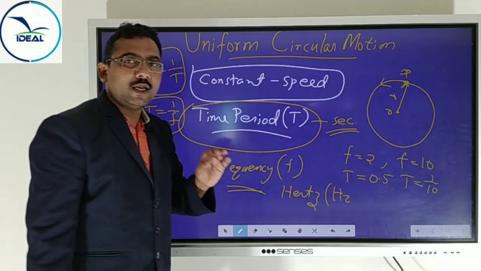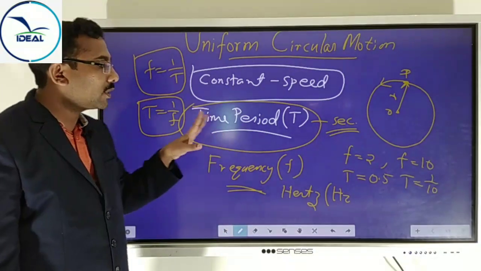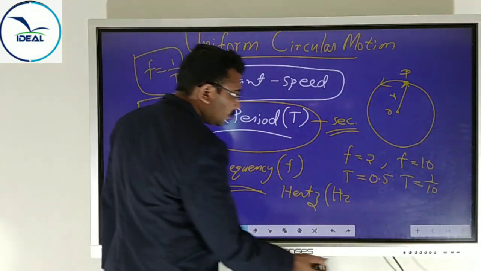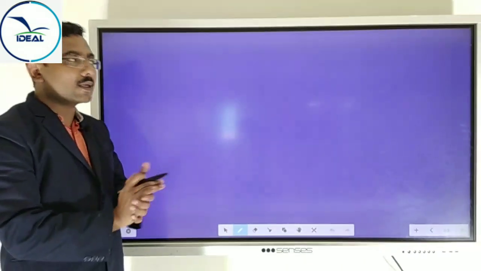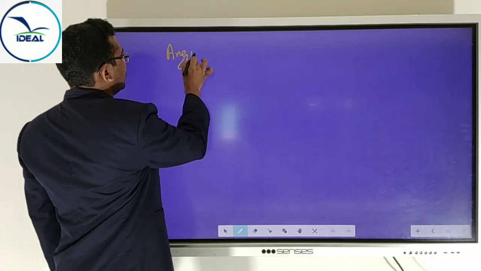If we know the time period, we can find out the frequency. If we know frequency, we can find out the period. Now, another term, angular displacement.